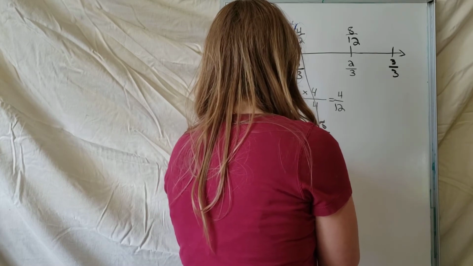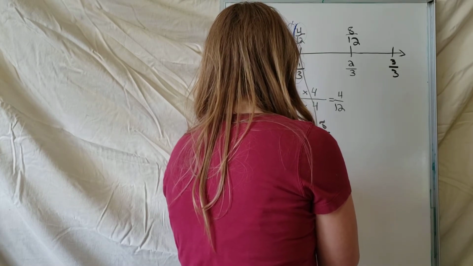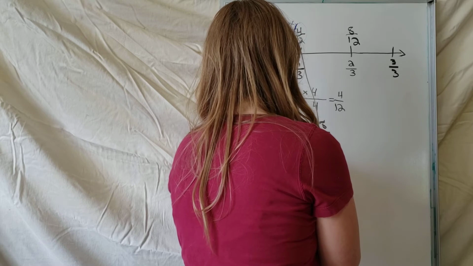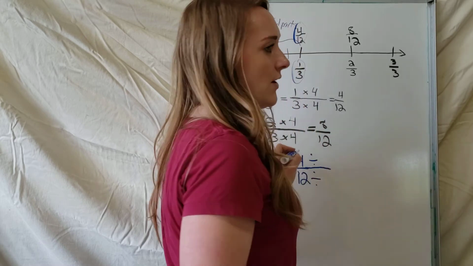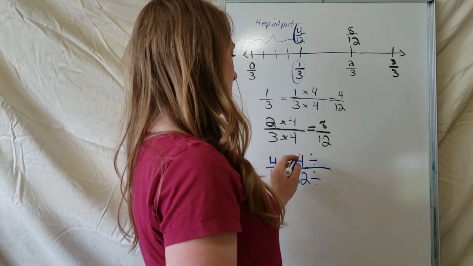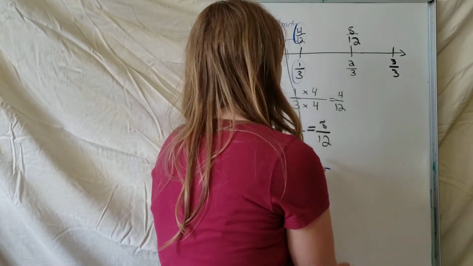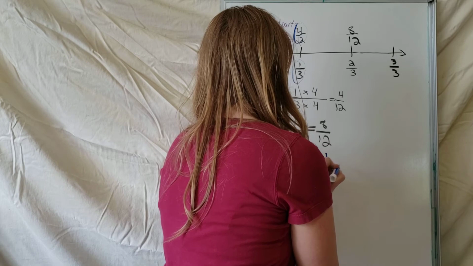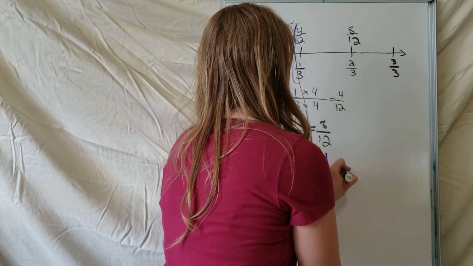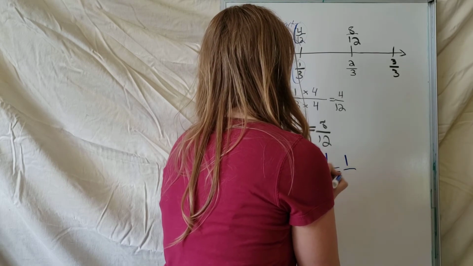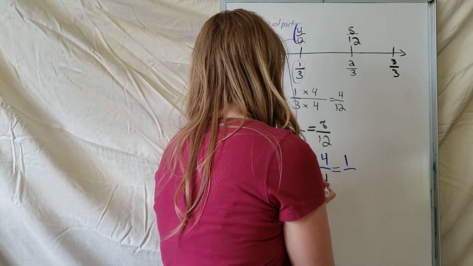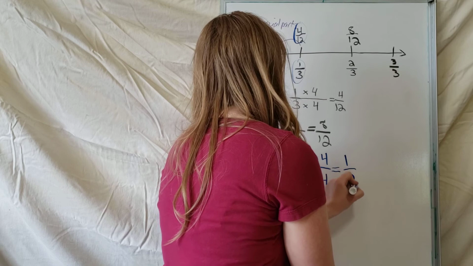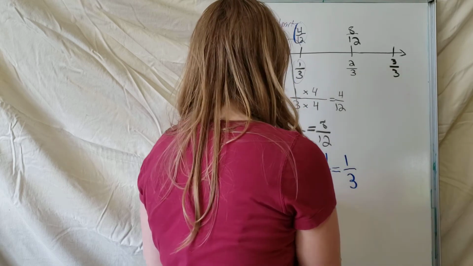So I started with 4/12. And I want to get to a unit fraction, so I need to divide the number of selected units by itself to get 1. 4 divided by 4 is 1. We divide the numerator and denominator by the same number. 12 divided by 4 is 3. 4/12 is equal to 1/3.